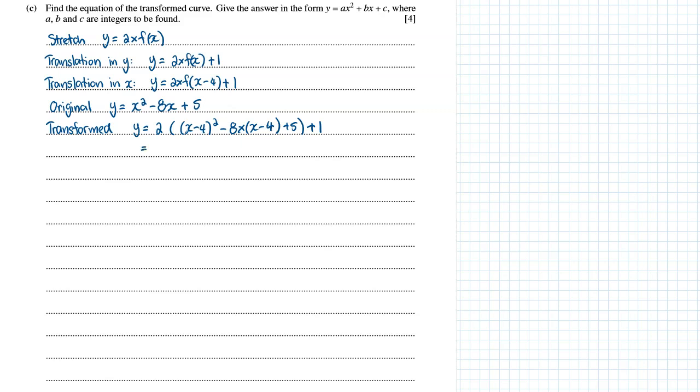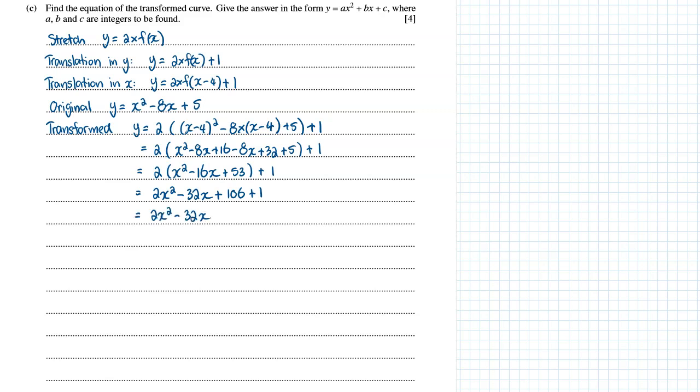All right, so all we have to do is algebra to see what this turns into. So expand your (x minus 4) squared and expand the 8 times (x minus 4), and collect like terms, we have 2 times, in brackets, x squared minus 16x plus 53, plus 1. And so you get 2x squared minus 32x plus 106 plus 1, 2x squared minus 32x plus 107. And we're finished.